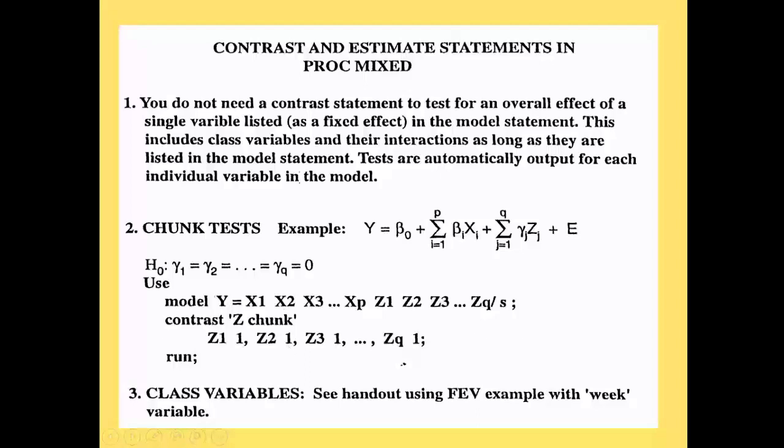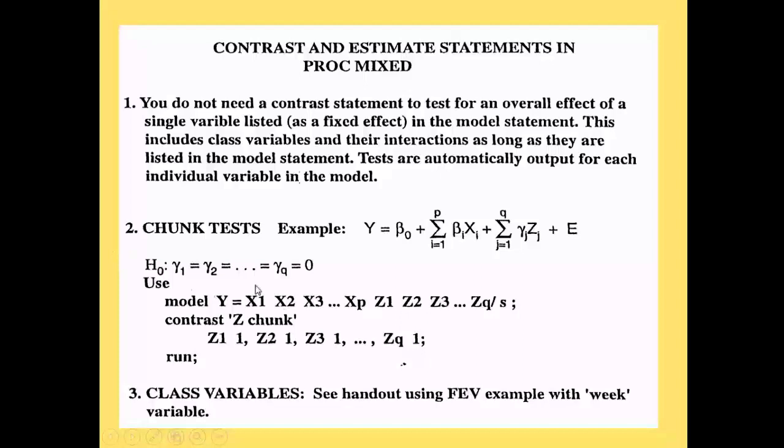What I've done is I've listed the variables I want in the test, and I basically put in a number which represents their coefficient in this list of things I want to set equal to 0. The coefficient is 1, 1, they're all 1s, okay?